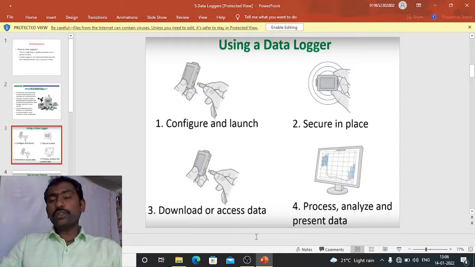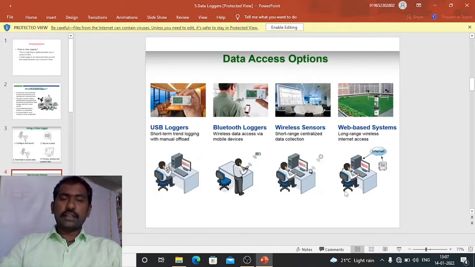And how can we use a data logger? First, configure and launch it, deciding which quantity we can measure, and secure it or place it in a secure place. After recording the data, download or access the data, process and analyze it, and present the data on the computer. So this is the use of data loggers and data access options.